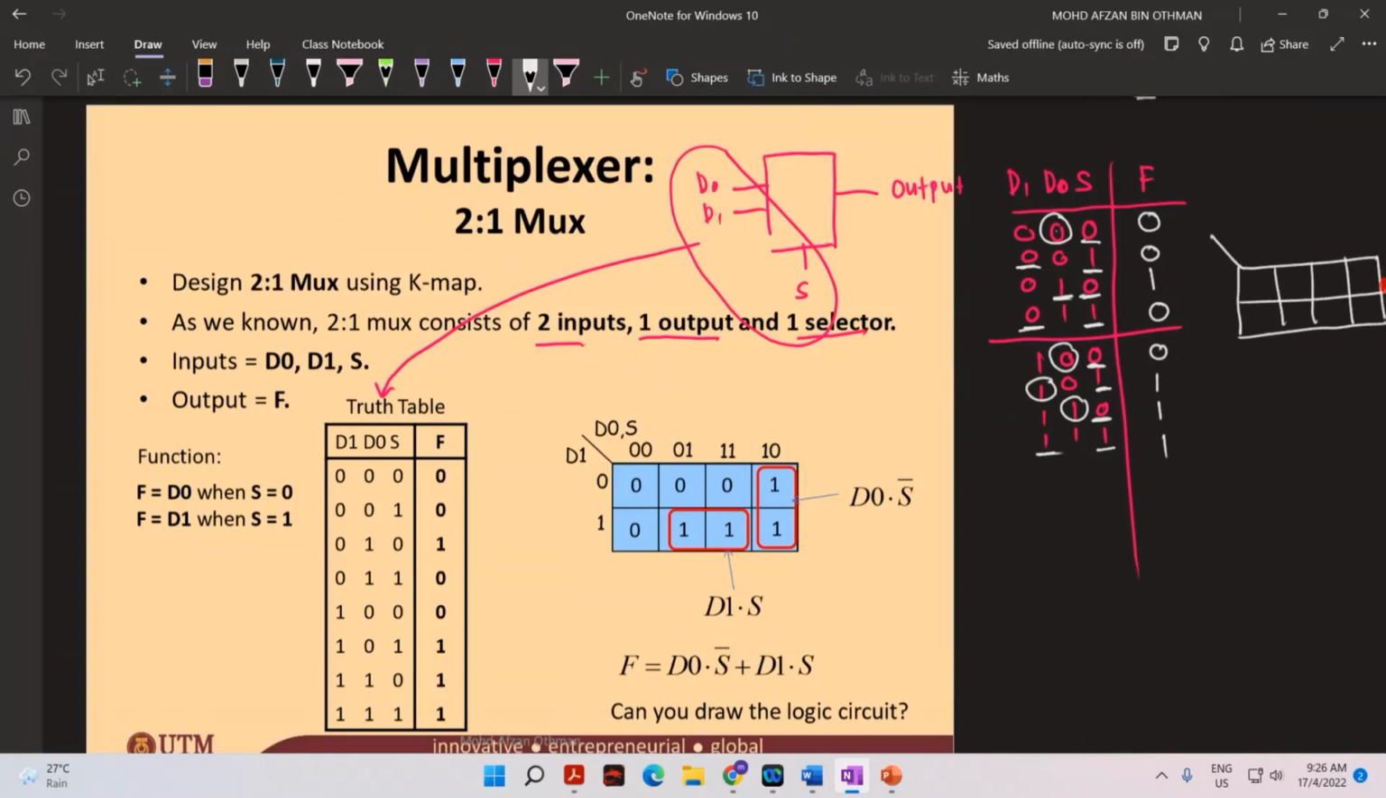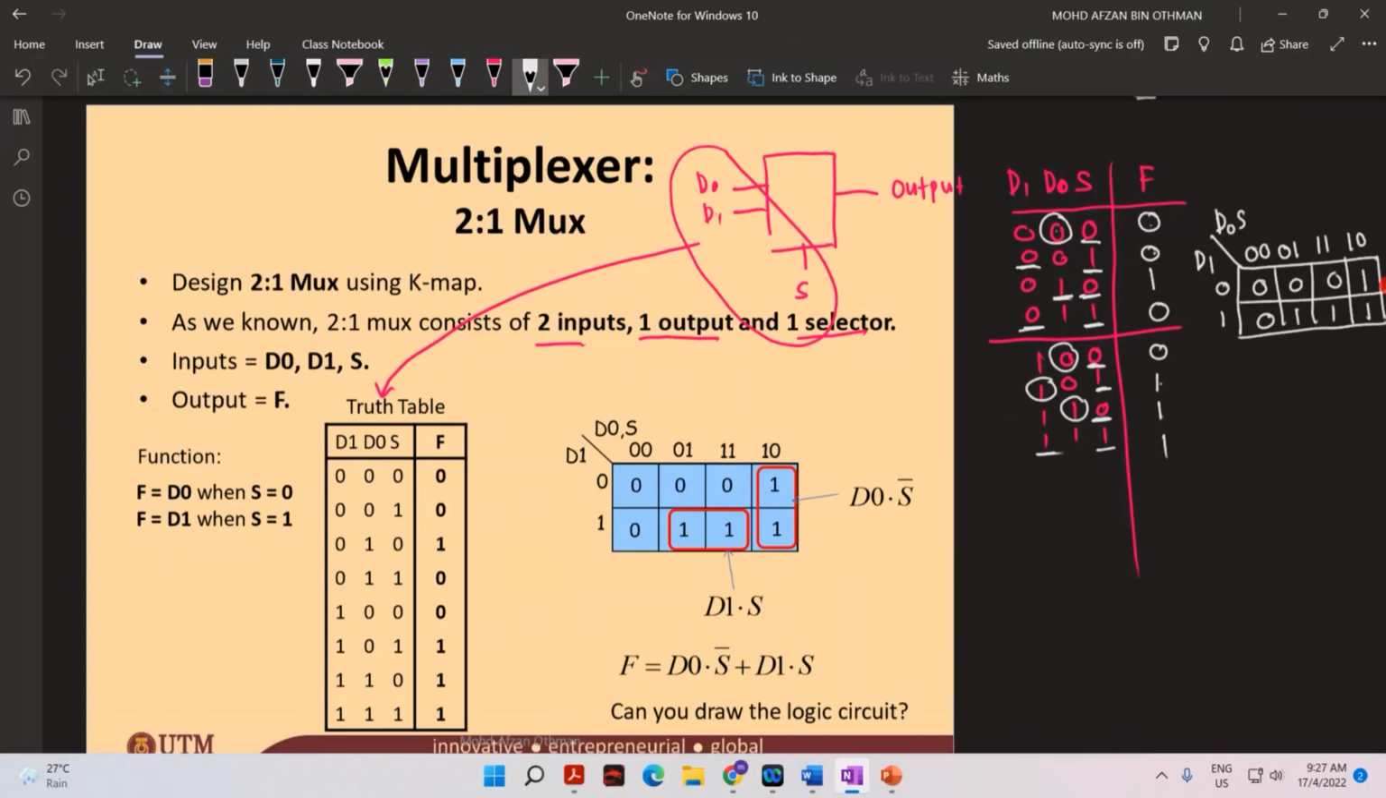Okay, di mana kamu ada D1, kita punya input. Lepas tu follow by D0 and S. Okay, so 0, 1, 0, 0, 0, 1, 1, 1, 1, 0. Okay, so sekarang ni kita mapping lah. 0, 0, 1, 0. So 0, 0, 1, 0. And then after that 0, 1, 1, 0, 1, 1, 1.